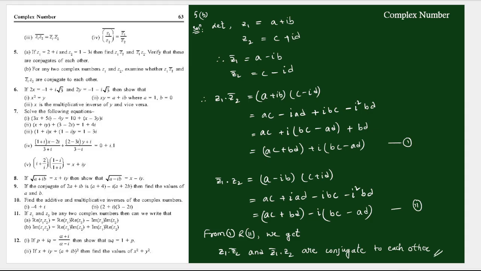So this is our question number 5. In the next class, we will try to solve question number 6, 7, 8, 9, 10. Okay. In two videos, we will complete this whole exercise. I think we have up to question number 12.